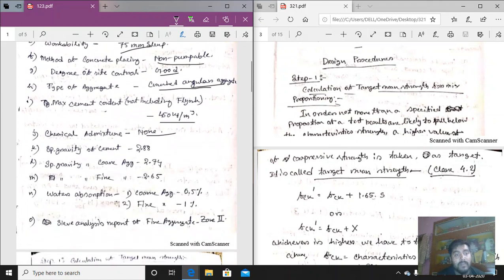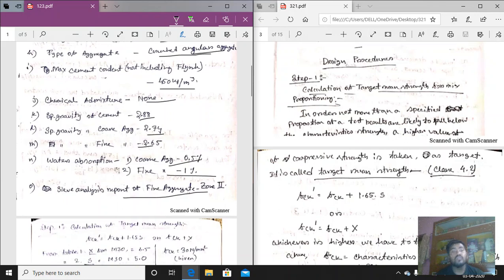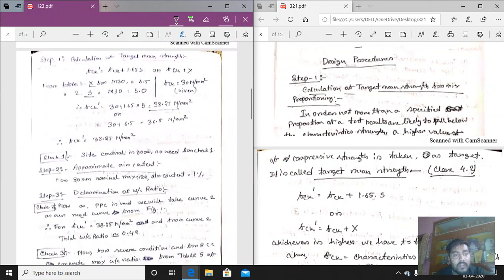Specific gravity of the cement 2.88, specific gravity of the coarse aggregate 2.74, specific gravity of fine aggregate 2.65, and water absorption of coarse aggregate and fine aggregate, and sieve analysis report of fine aggregate as per zone 2. So the fine aggregate is of zone 2. First we will discuss each step and how to determine the mix design. So first, coming to step 1.